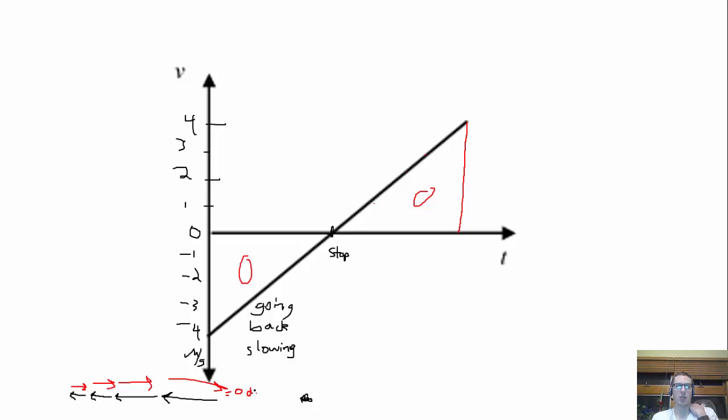0 displacement. We didn't change. We started going backwards until we stopped, and then we started going forward until we hit the same point again. So 0 displacement, which we could have said about the last graph too. But again, we see a constant slope. And so this is a constant positive acceleration.